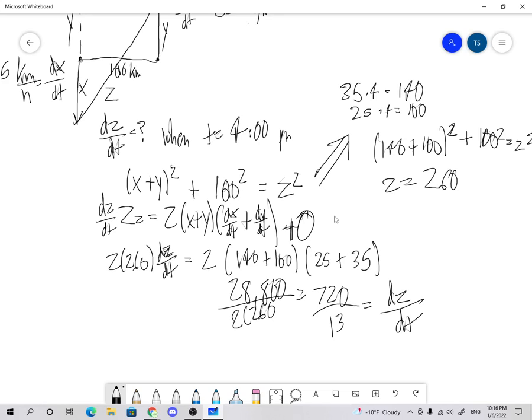And can we have units for this? Yes, we can, because we know that kilometers per hour was a unit earlier. So this will be kilometers per hour. Perfect. All right.